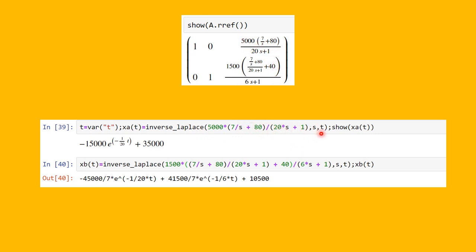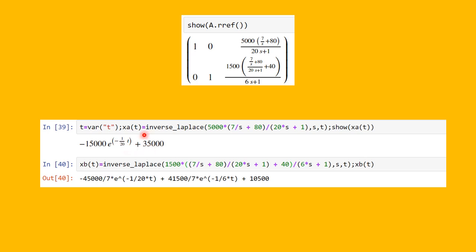This is a function of s. We want the inverse Laplace transform to be a function of t, and then we will show x sub A of t. When we execute this cell, we find that x sub A of t is minus 15,000 e to the minus 1/20th t plus 35,000.